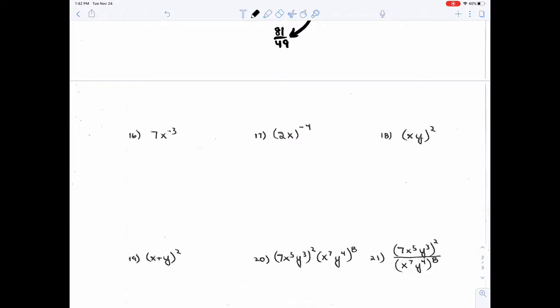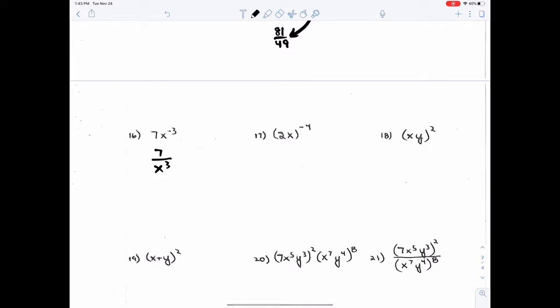Okay. There are two operations here. There's the exponent, and also there's multiplication. The negative 3 does not go to the 7. It only goes to the x. So the 7 stays in the numerator, and the x to the 3rd goes to the denominator.